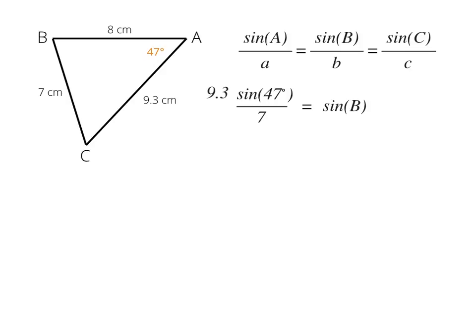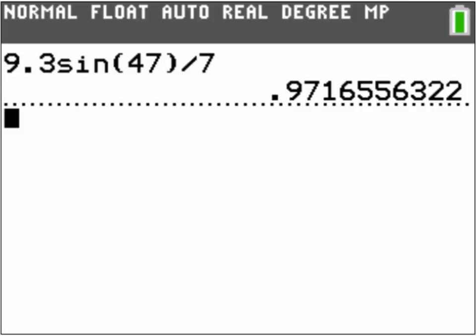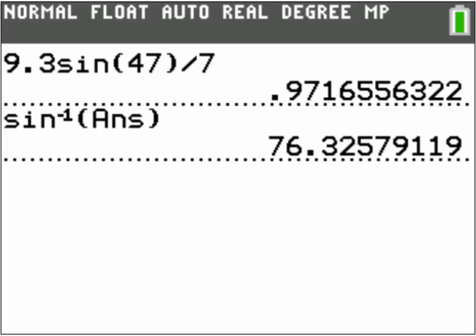So now let me show you how to calculate that. I take 9.3 times the sine of 47, make sure your calculator's in degree mode, divide by 7, I get the following value, which is the sine of B. To find angle B, I have to take the sine inverse of that number, and this gives me angle B. So angle B to the whole number is 76 degrees.